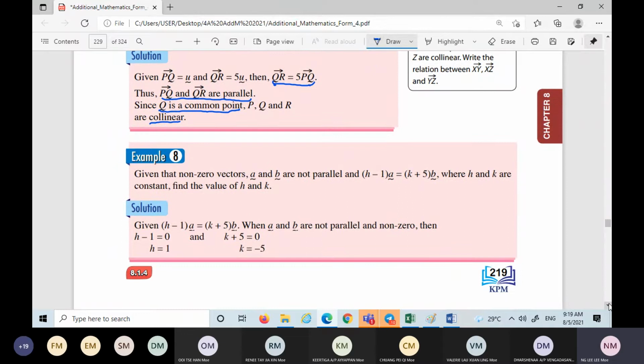Example 8 is the one where I say they are not parallel, but they still relate with a scalar. Given that non-zero vectors A, B are not parallel, but they are still related with a scalar, it means this is 0 and this is 0. Finish. It's so simple. So h minus 1 equals 0, so h is 1. k plus 5 equals 0, so k is negative 5. This kind of question is simple, but students always see this kind of question and don't know what to do. So please remember this type of question.